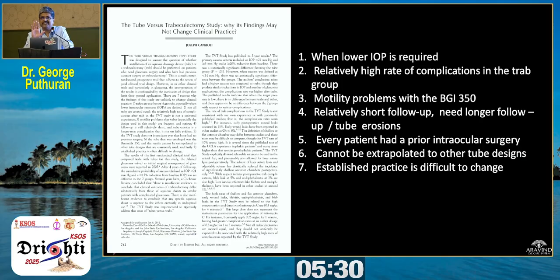They said universally the lower IOP, till now, the literature says, is more with trabeculectomy. The high rate of complications in the trab group in the TVT study may not hold for all others, because the present literature says the complication rates are not as high as in the TVT study. In the TVT study, they used 0.4 milligram per ml of mitomycin for 4 minutes in all their patients. There may be motility problems associated with the Baerveldt. Relatively short follow-up; we need longer follow-up to see whether tubes erode in the long term.